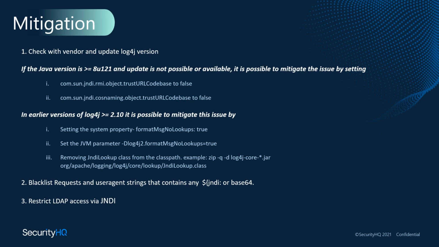The other scenario that we have seen is with earlier versions of Log4j, from 2.10, where we have to set three parameters. The first two parameters can be set to true, where we are asking the web application not to look up those fields. Those fields have been called out here, and we are setting them to true, and we are also setting the JVM parameter. Again, if we set these features to true, the web request will simply become invalid. And in the third scenario, we are asking the web application to remove the JNDI lookup class from the class path.